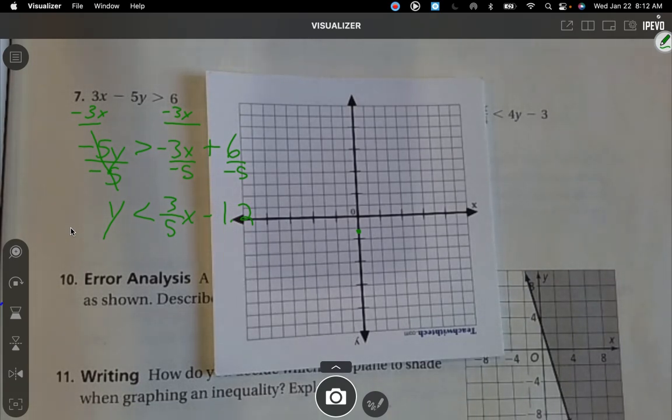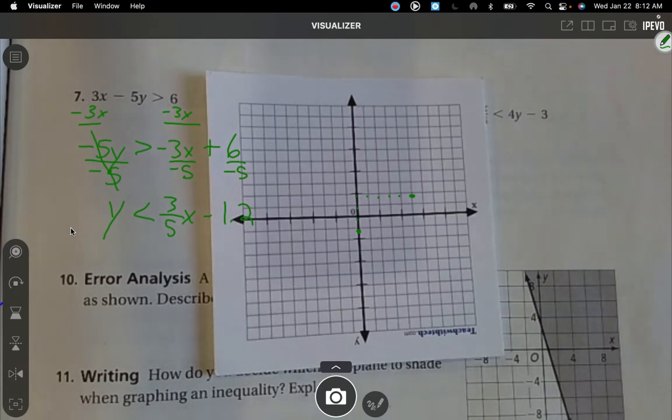Yeah? Then, what do I do about my slope? That was the negative 1.2. Where do I go for my slope? Up 3 or 5. Yeah, up 3 over 5. So this will be weird, but just try your best. So I'll go 1, 2, 3, and then over 1, 2, 3, 4, 5.